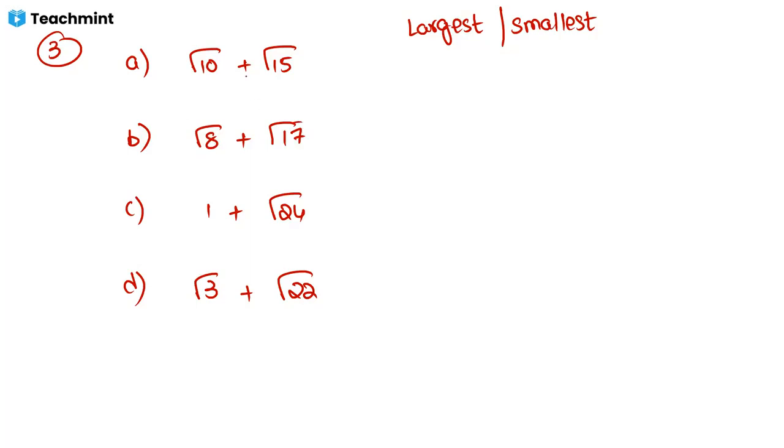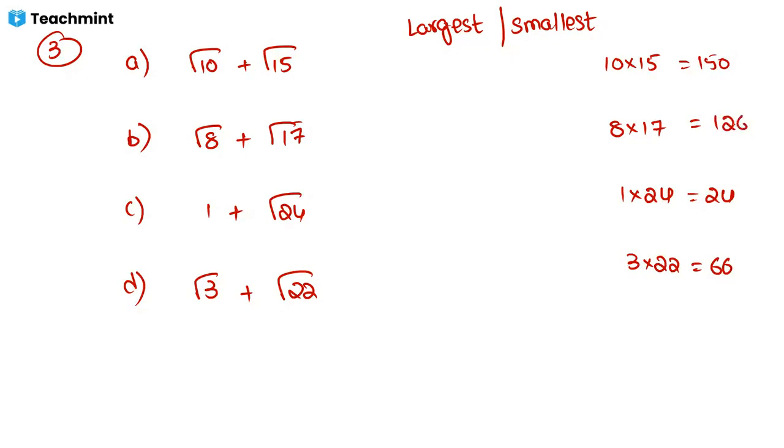Now, which is largest or smallest? Listen, my dear friends, the simple trick is to multiply the internal numbers. Whichever is largest, that's the answer, simple. 3 into 22 is 66, this is 24, this is smallest. Option C is smallest. Here you have 150. Here it is 126, right? No, 136. Here 136. So largest is option A, smallest is C.